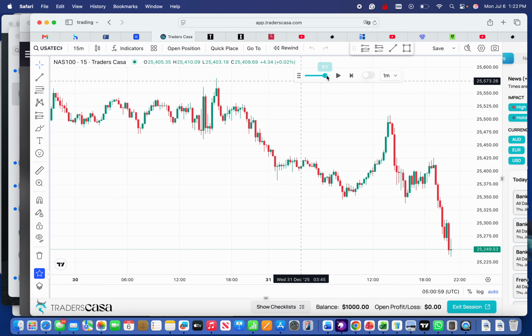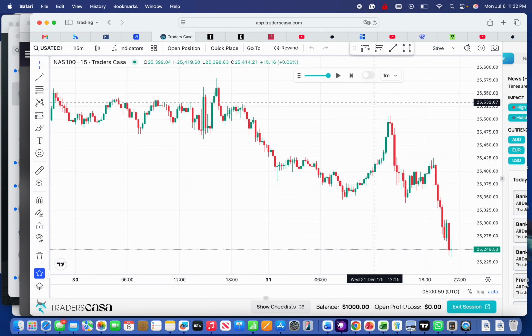Now there's a couple of different things that I look for. I'm going to be showing you my setup without a few confluences and things that I look for, but there's certain things that I would see in the market that would heavily impact whether I would take a trade or not, or if it would just reaffirm the trade that I'm taking to make sure that it's even better.